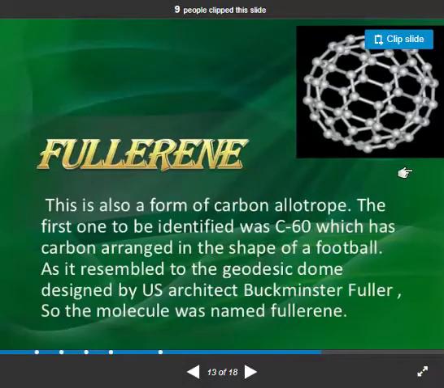The fullerene is also a form of carbon allotrope. Okay, how is it formed? As you can see here, the allotrope fullerene is spherical. It's a near spherical cage of carbon atoms. The most stable of these structures is C60, which is formed by 60 carbon atoms arranged in interconnected rings.